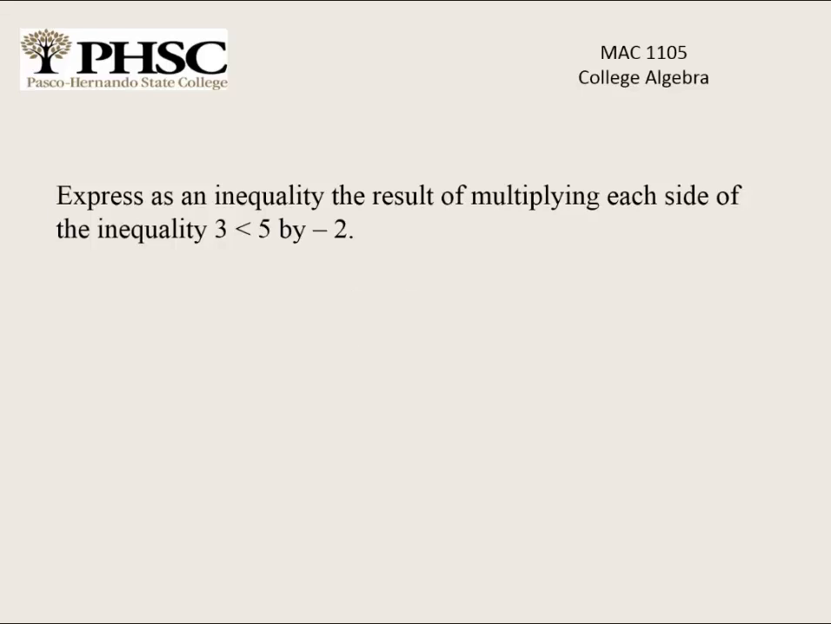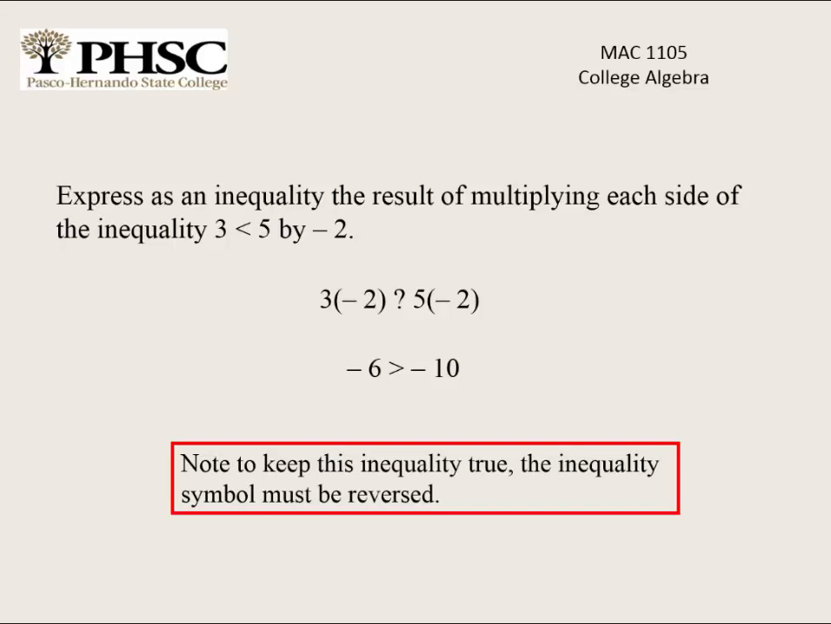Here we're going to express as an inequality the result of multiplying both sides of the inequality 3 is less than 5 by -2. So what happens at this point? If we multiply both sides of the inequality by -2, we get -6 on one side and -10 on the other side. Well, we know that -6 is greater than -10, so to keep the inequality true, the inequality symbol must be reversed. So if we multiply by a negative value, we have to reverse the symbol.